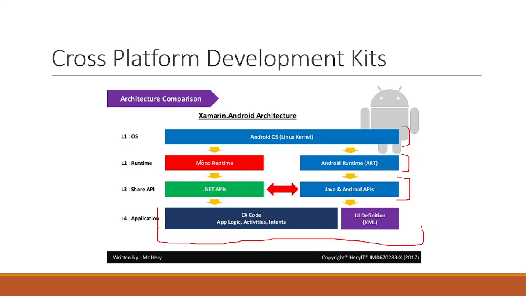So with that, the code will still pass through these components. Xamarin uses C#, right? So .NET APIs and the Mono Runtime. The Mono Runtime is what translates the APIs or the functions directly from the operating system, then translates them into C# APIs.